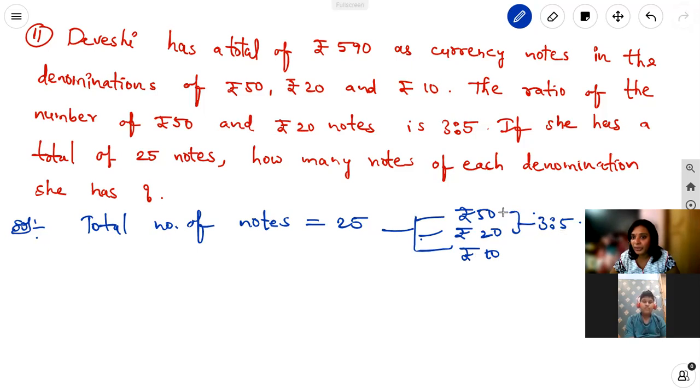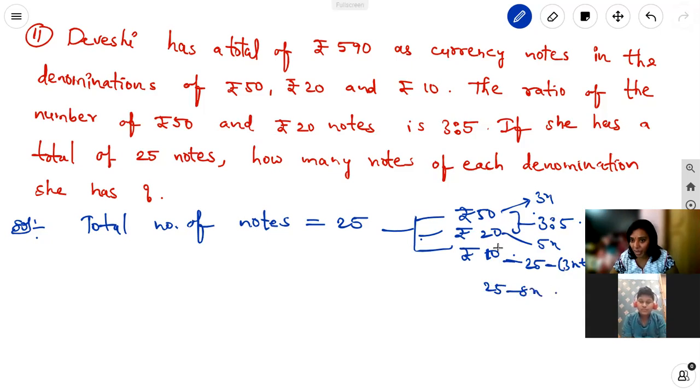3:5 means we know that the 50 rupees notes are 3x, the 20 rupees notes are 5x. The remaining 10 rupees notes: from the total 25, we can subtract the 50 rupees notes and 20 rupees notes. That is 25 minus (3x plus 5x), which is nothing but 25 minus 8x.